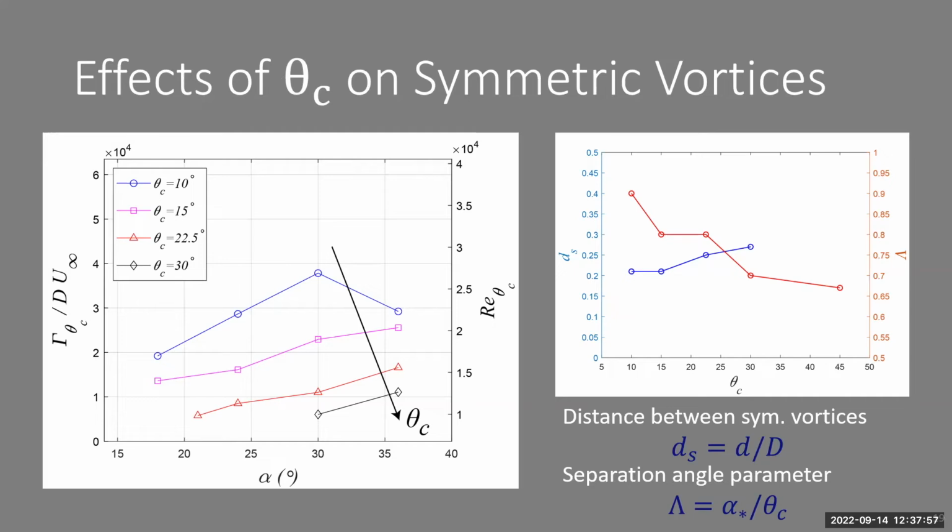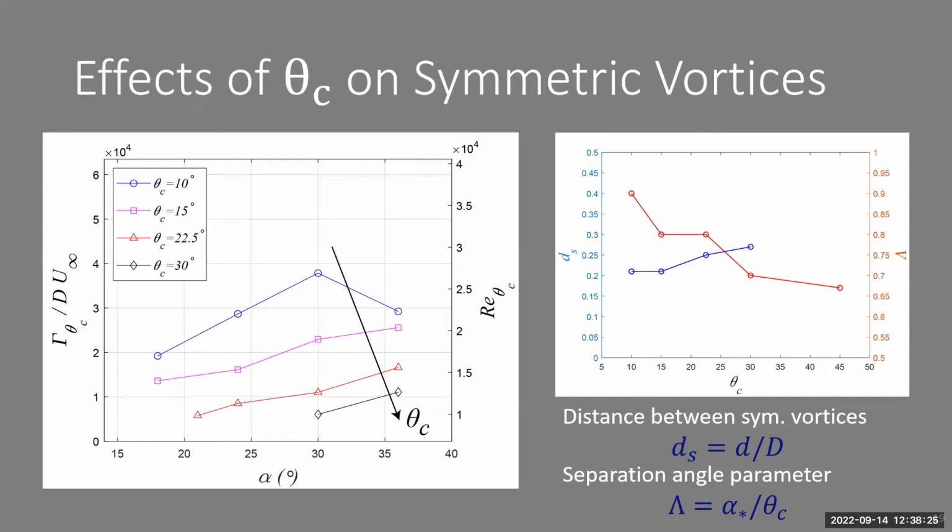Finally, another interesting parameter is this non-dimensional separation angle. Essentially, we're non-dimensionalizing the separation angle with the half angle of the cone. And we notice a trend in the red plots here. As the half angle of the cone increases, the separation angle decreases. So I just wanted to note that this relationship is going to play an important factor in the asymmetric vortex system.